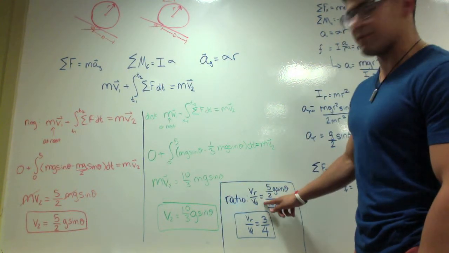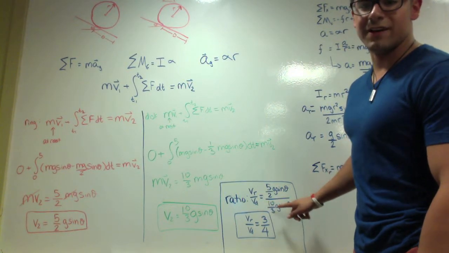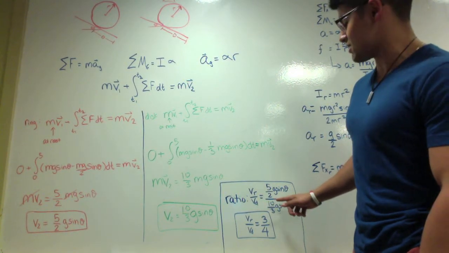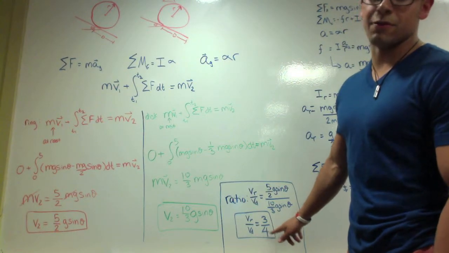Cancel the m's, got 10/3 g sine theta. And for the ratio, it's the ring over the disc. So 5/2 g sine theta over 10/3 g sine theta comes out to 3/4.